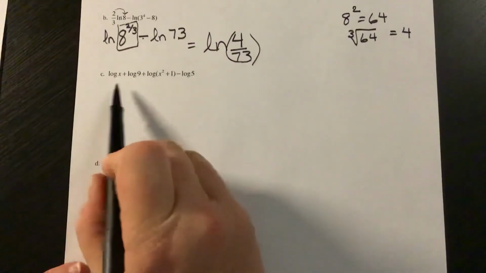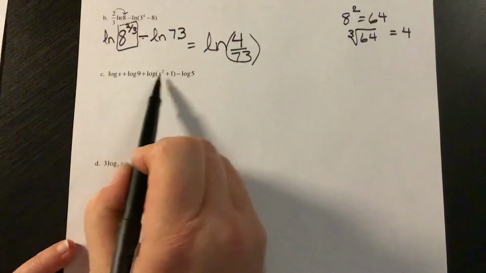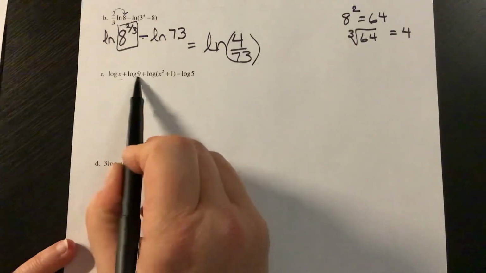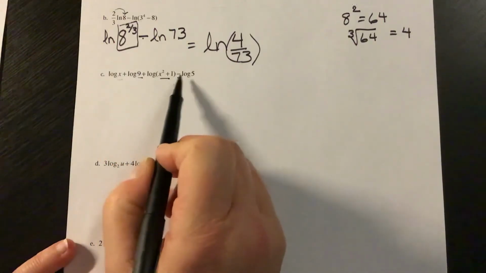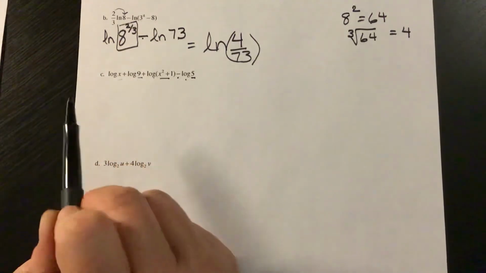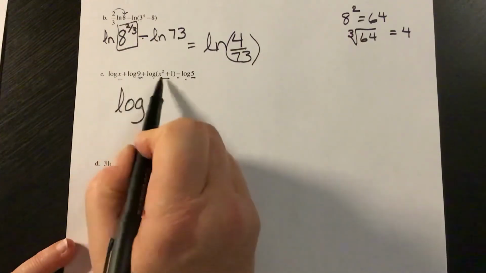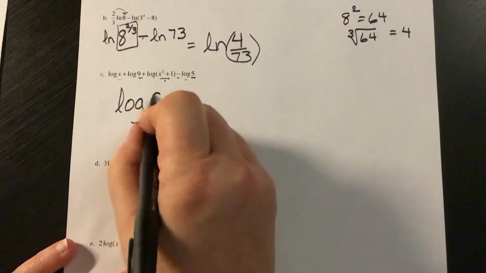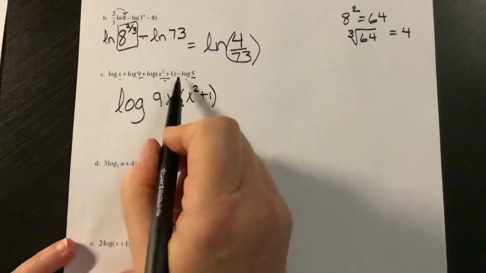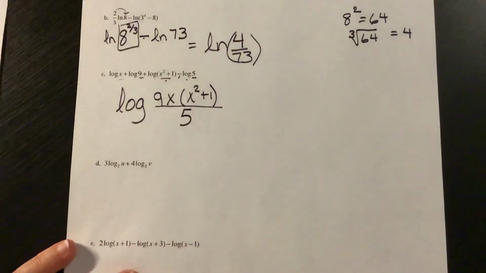All right, lots of terms here in part C. I have a plus and a minus. So I know with the pluses, I'm going to multiply these numbers together, and the minus means I'm going to divide by this number. Okay, these are all log base 10. So I have log of x times 9 times x squared plus 1. So I'll write that 9x times x squared plus 1. And because I'm subtracting here, I'm going to divide all this by 5.